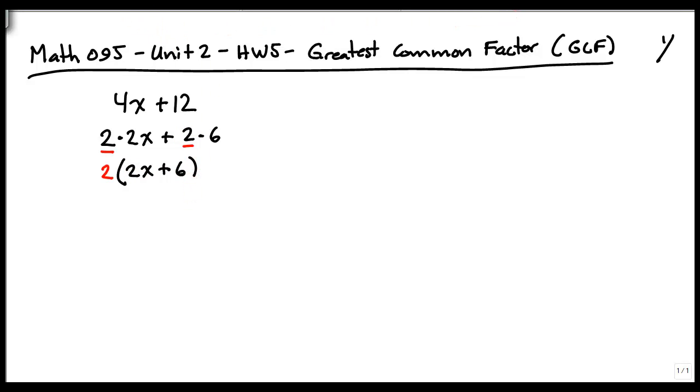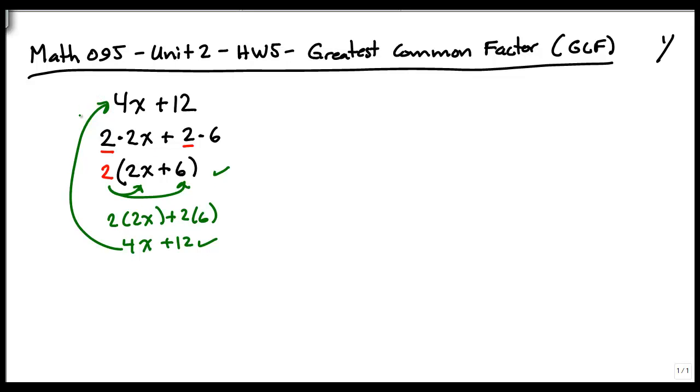Now if I want to check my work here, the only thing I would do is take the 2 and distribute it to the 2x and to the 6. So I have 2 times 2x plus 2 times 6 when I distribute. 2 times 2 is 4x. 2 times 6 is 12. And if you notice, I get right back to where we started. So I've factored this correctly. So this is a factored form. And in this case, 2 is called the common factor.